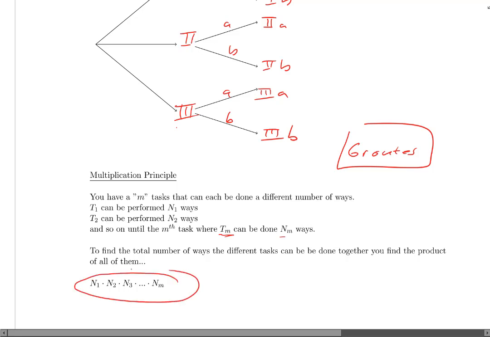Multiply all the different ways they can be done together. So note that in the previous example, we had 3 routes to town B, and then from town B to town C, there were 2 different routes. 3 times 2 is 6. This is the multiplication principle.